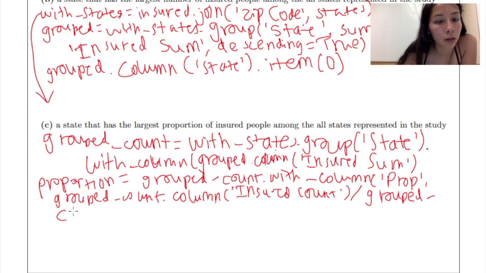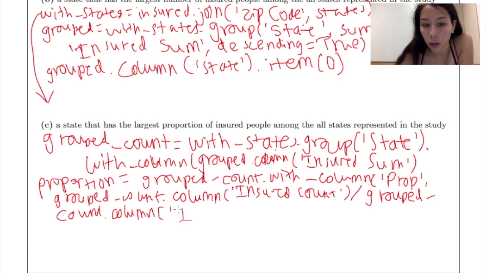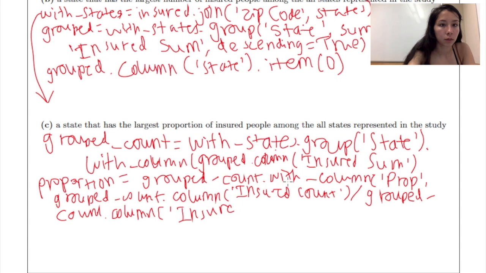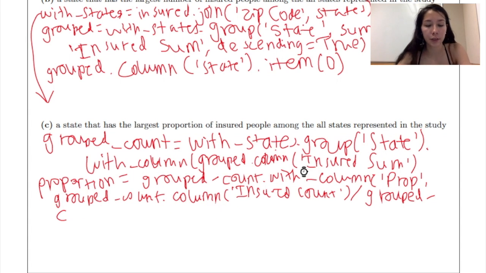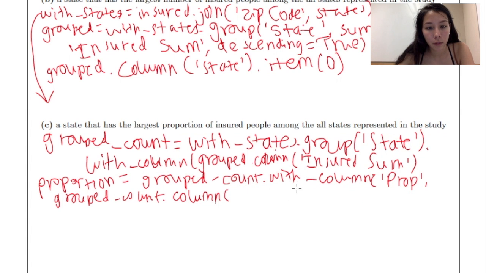column insured. Oh, whoops, my bad. This should be the opposite. Okay, so we want to divide the column insured sum by the column insured count.